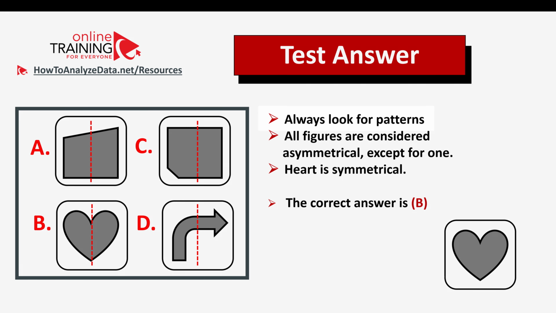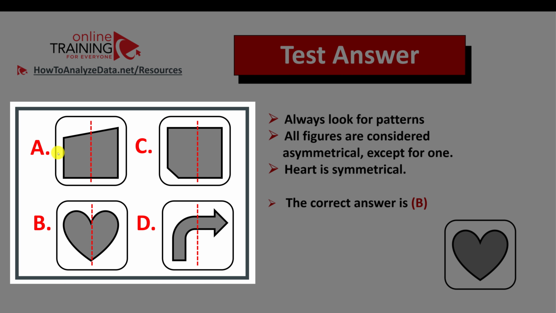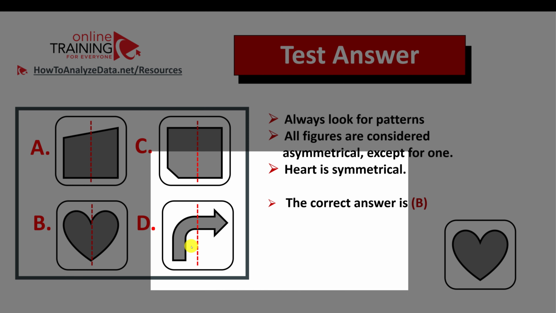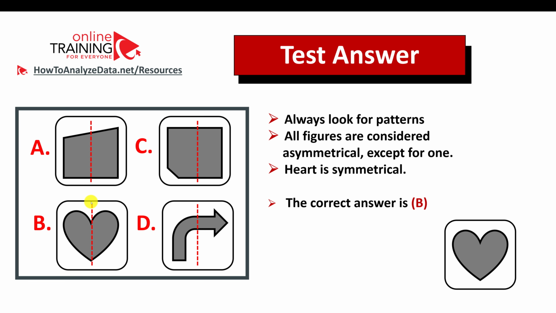Simple advice to you, always look for patterns. All figures here are considered asymmetrical. Look for figure A. The part on the left of the line and then the part on the right of the line are different. Same thing is true for figures C and D. So figures A, C, and D are asymmetrical. So the correct choice here is choice B, which is heart, because heart is symmetrical. Hopefully you've nailed this question and now know how to answer similar problems on the test.